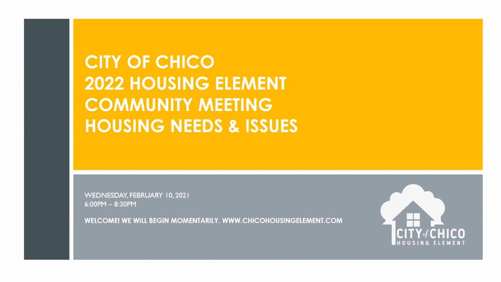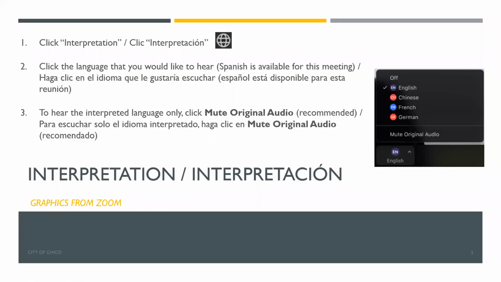Hi, everybody, and welcome. My name is Jess Candela, and I'll be providing some technical support instructions for this evening's community meeting. If you'd like to hear live Spanish interpretation, please follow along. So first, you'll click Interpretation. The interpretation icon that you see here can be found at the bottom of your screen. Then you'll click Spanish. Then we recommend that you click Mute Original Audio to hear Beatriz, our interpreter, more clearly. This will mute the audio in English and provide the Spanish interpretation only. Next slide.